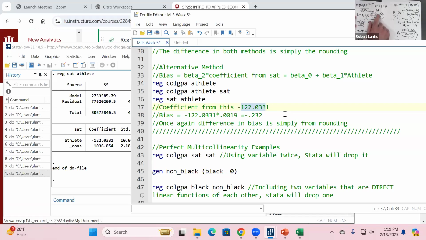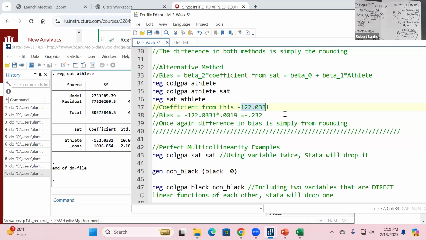Part of that bias comes from the fact that this omitted variable not only has an impact on our dependent variable Y, or on college GPAs, but also has to be correlated with the variable we included. That SAT scores are correlated with student athletes.